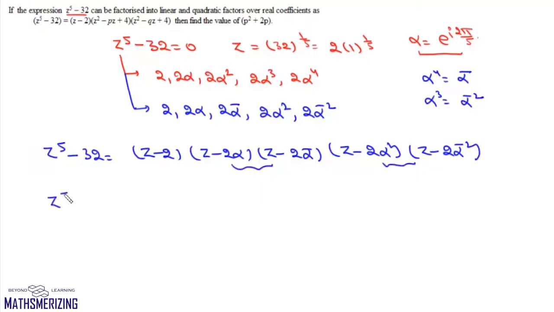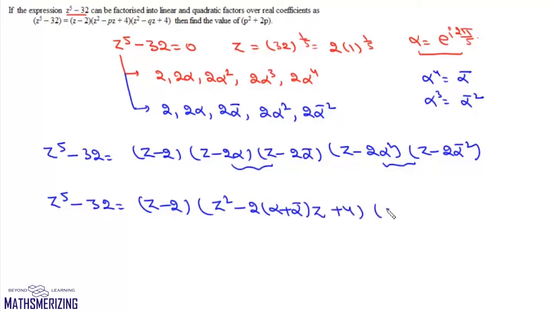We can write z to the power 5 minus 32 as (z minus 2)(z square minus 2(alpha plus alpha bar)z plus 4)(z square minus 2(alpha square plus alpha bar square)z plus 4). Now alpha plus alpha bar is 2 cos 2 pi by 5, and alpha square plus alpha bar square is 2 cos 4 pi by 5.